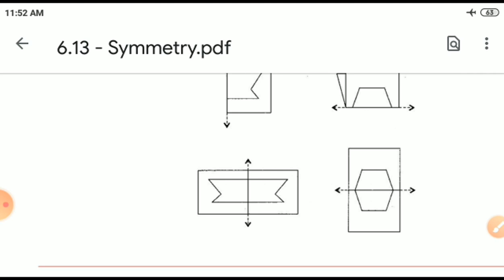Actually 13.1 and 13.2 together we are going to complete in this session, because they are very easy. One more is there, 13.3, an interesting exercise. We will see it in the next session. Till then, bye bye.